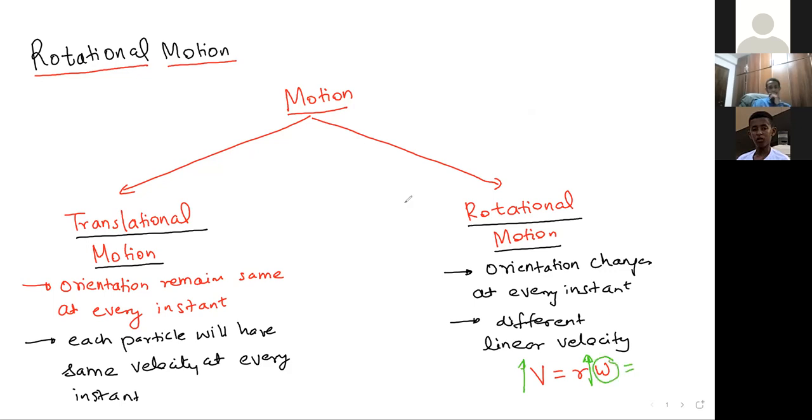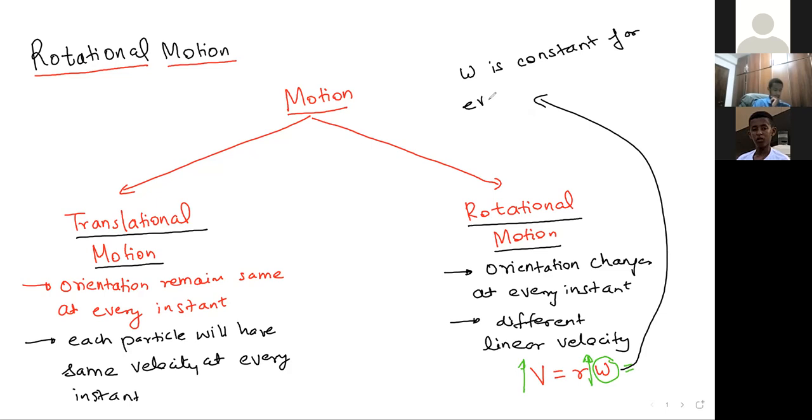Omega is constant for every particle. Clear? Any doubts? Tell me. Any difficulty? No. Okay, all clear now. Perfect.